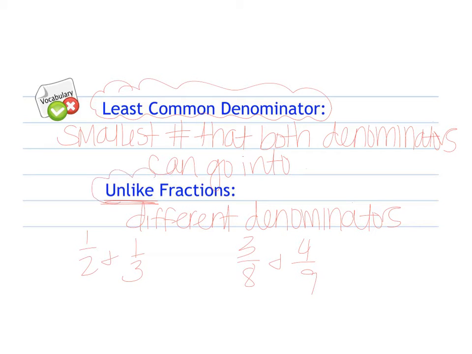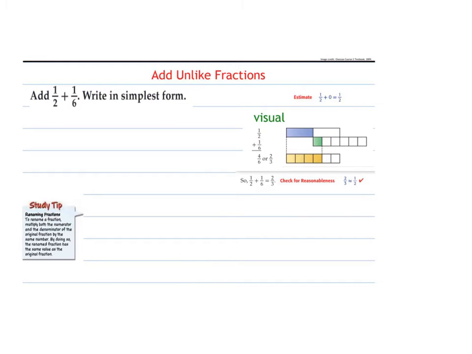So let's do some examples so we can see exactly what this least common denominator means. But these two words, along with like fractions, would be great vocab words to have in your notes with the definition. So adding unlike fractions. We can see that we have 1/2 plus 1/6, unlike fractions because the 2 and the 6 are different, and we're going to add them.